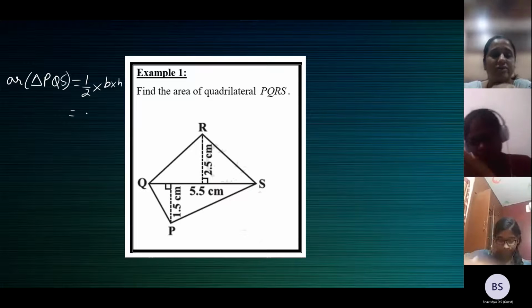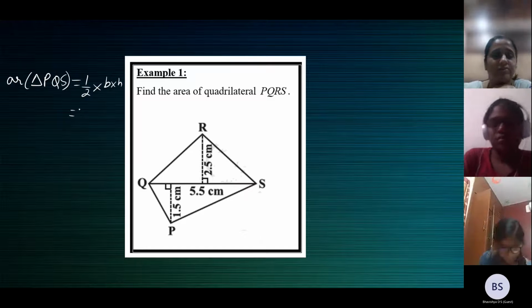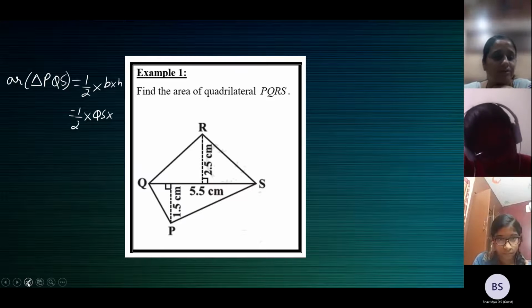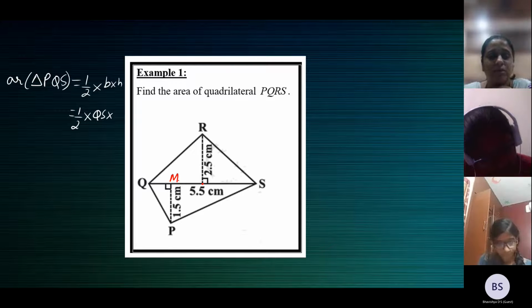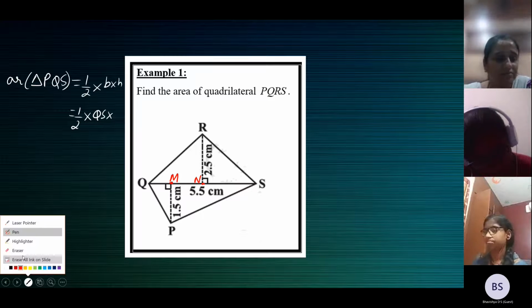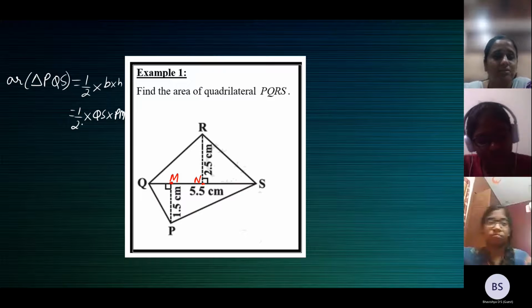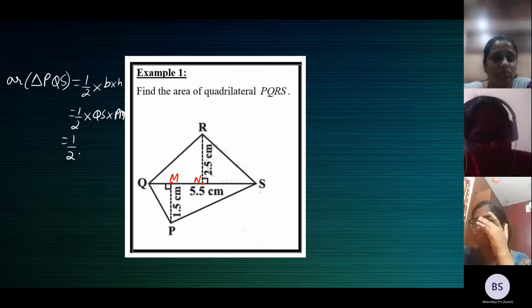So in triangle PQS, the base is QS. And the altitude is, if I mark this point as M and this point as N, so it will be half into base QS into the altitude on the base QS, which is PM, correct? PM. So that will be half into base QS.